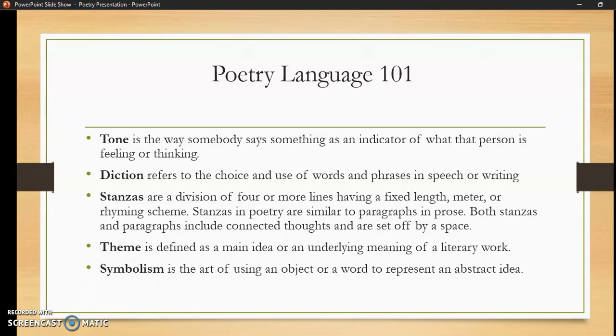So start thinking that way when you read poetry. Sometimes the literal meanings of a word or object aren't just fixed and static. You might have to zoom out and think about the symbolism. What is the poet trying to symbolize with that object?